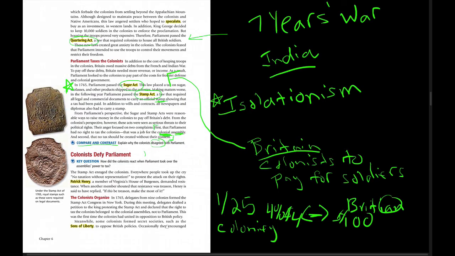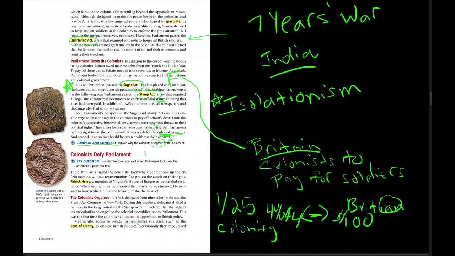Okay, welcome back from the commercial break. We're going to continue with colonists defy Parliament. Key question, how did the colonists react when Parliament took over the Assembly's power to tax? So here in a second, we'll look at the Colonial Assembly. We continue to look, and it begins with the Stamp Act.